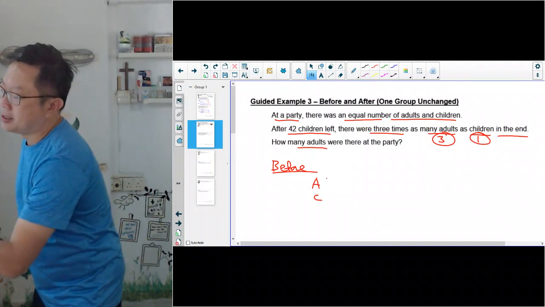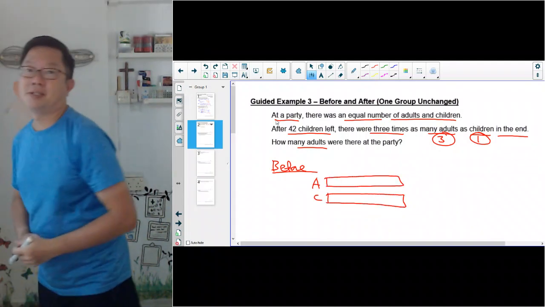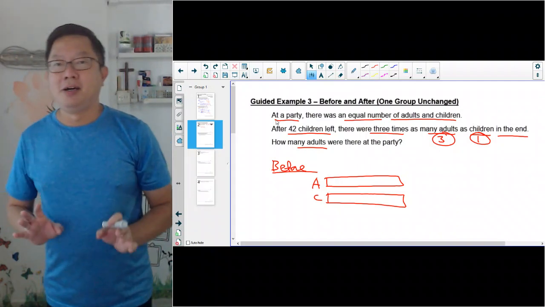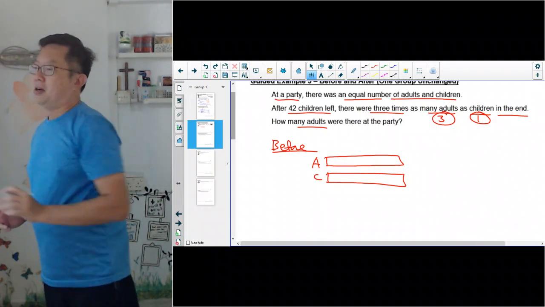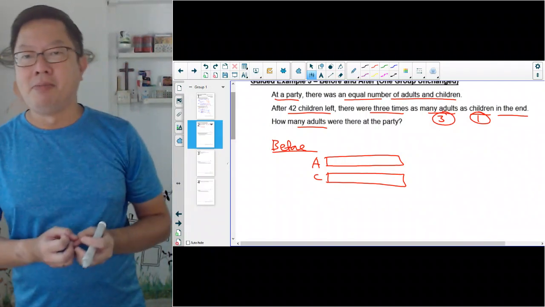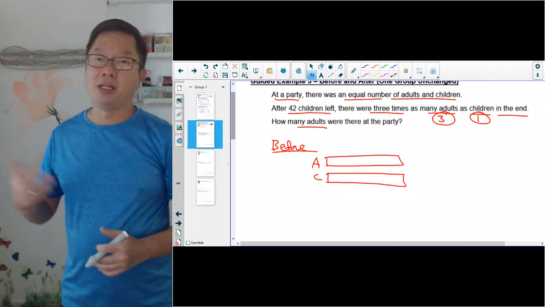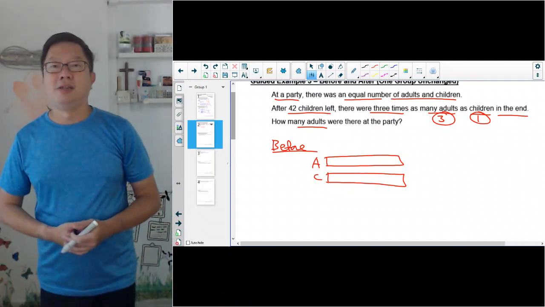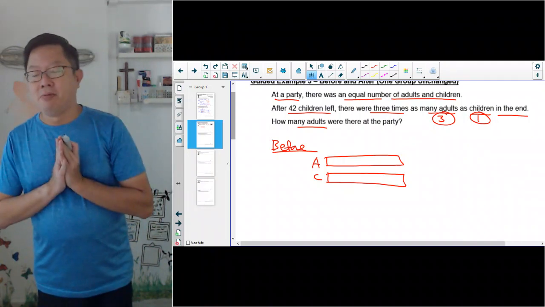So the first sentence is very easy to draw. You draw 2 equal rectangles. Okay, and then that's your first sentence already. So after 42 children left, now you can actually combine the model together as one. You can separate the model or you can put them together, like what I showed you in the last few lessons on model drawing. But if you combine them together, well, then what happens?